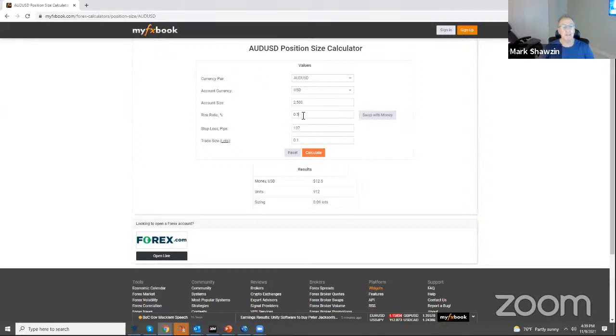And so I typically recommend that you use 0.5% risk on your trade size. And this way you can't be wiped out. If you take a 0.5% risk, if you take 10 trades in a row and you lose all of them, you're going to lose 5% of your account on 10 trades. So pretty hard to lose 10 trades in a row.